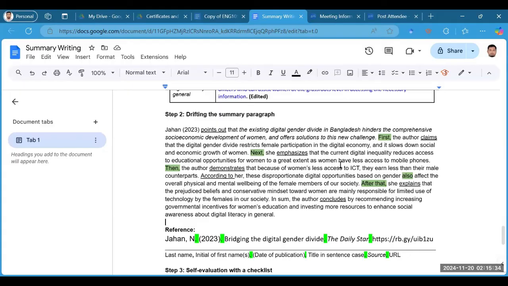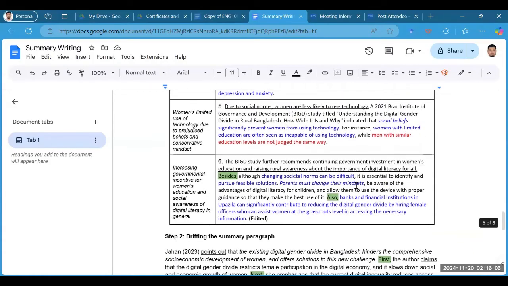All right, so then look at the fourth sentence. Here I haven't used the transitional word in the beginning, rather the transition is in the middle. So I wrote according to her, the writer, these disproportionate digital opportunities based on gender also affect the overall physical and mental well-being of the female members of our society.